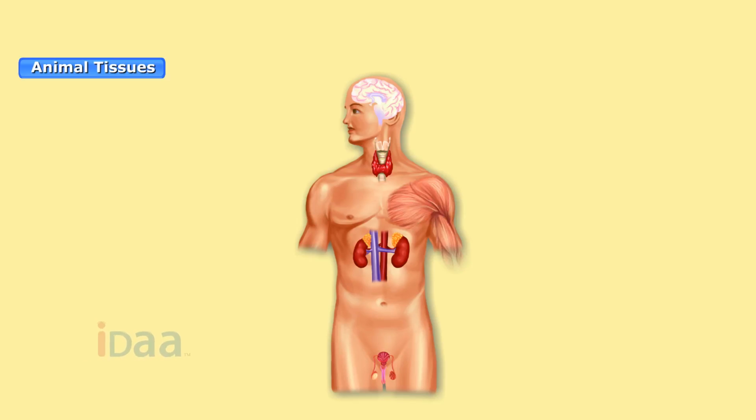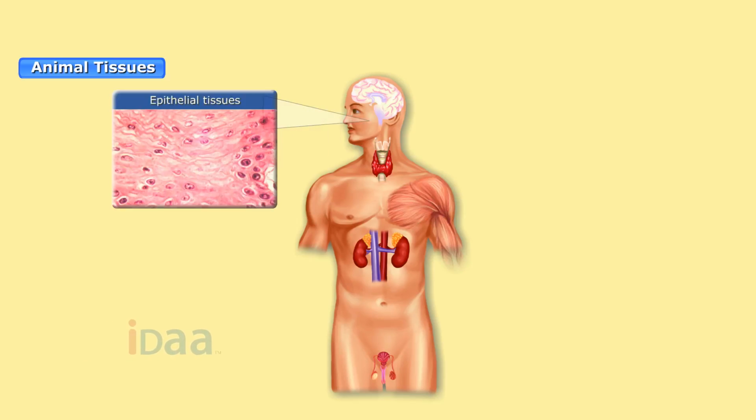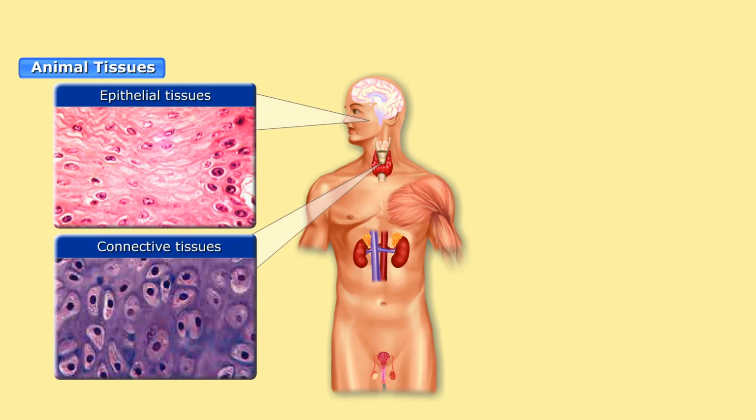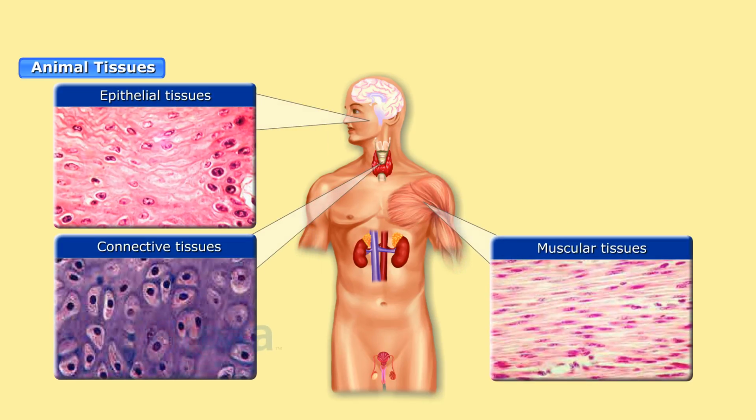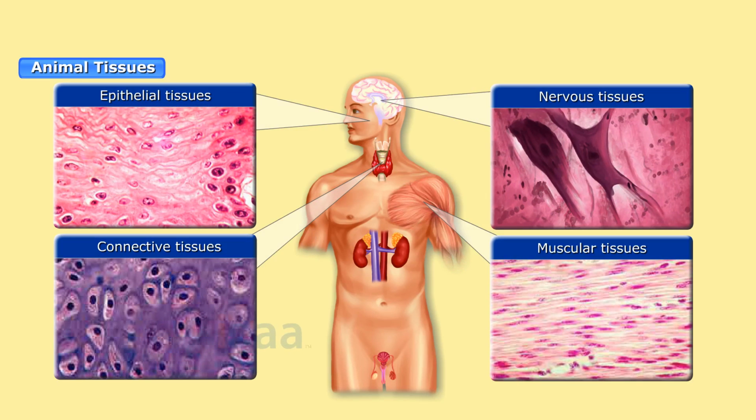Animal tissues. Animal tissues can be epithelial, connective, muscular, and nervous tissue. Epithelial tissue. Epi means outer. Thelium means tissue. Epithelial tissue are sheets of cells that cover a body surface. They have almost no intercellular spaces and are tightly packed.